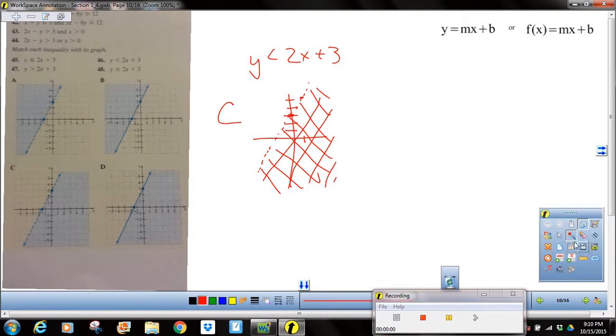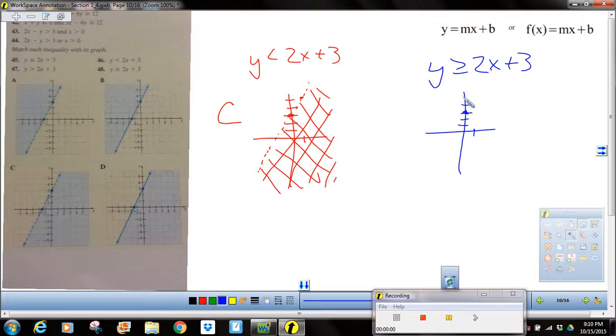48 is also a problem of that type. I'll do it a different color. 48 says y is greater than or equal to 2x plus 3. So the y-intercept is 3. Slope is 2. So when we move over 1, it will go up 2, just like the other one did. This one has a solid line though, because it has the equal. And y is on the larger side of the symbol, so we're shading above. And when I look at the graphs, that looks like B.